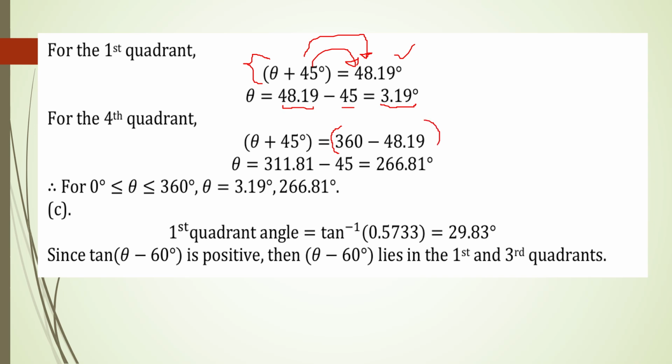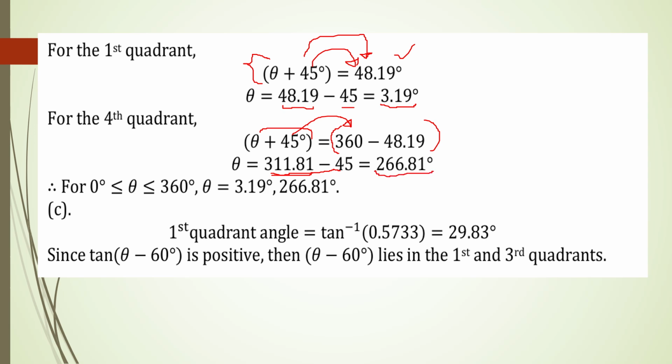Also, we had already got the angle in the fourth quadrant, and we get it by saying 360 minus theta, which is the same as 360 minus 48.19, and it's going to be 311.81. So making theta the subject for this bracket, we take 45 this side. So theta is the same as 311.81 minus 45. And the final answer is going to be 266.81 degrees.